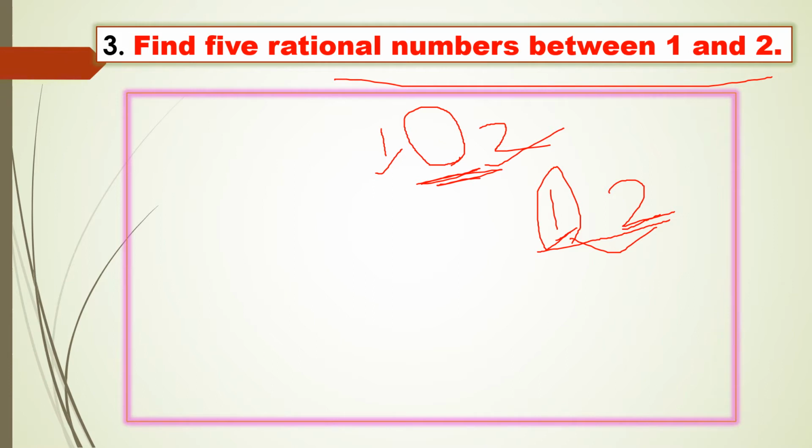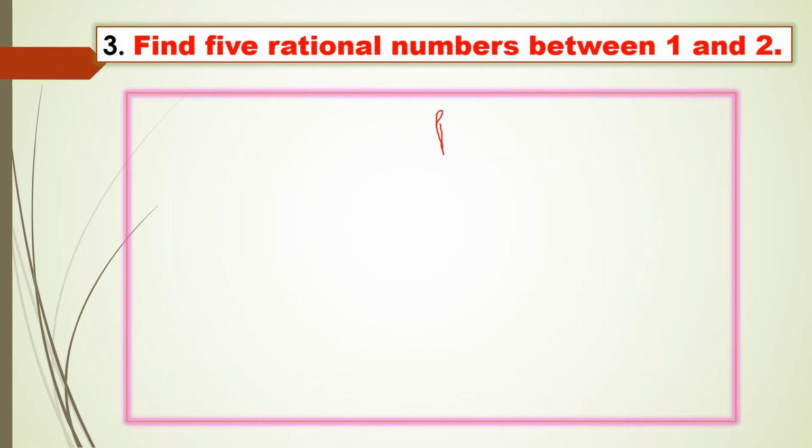Means for natural numbers, whole numbers and integers, there are no numbers in between 1 and 2. But when you go for rational numbers, means numbers in p by q form, you have some rational numbers in between 1 and 2. Okay, simple problem. So here you'll have two methods. One method is you should make the denominators same. Remember this, very important.